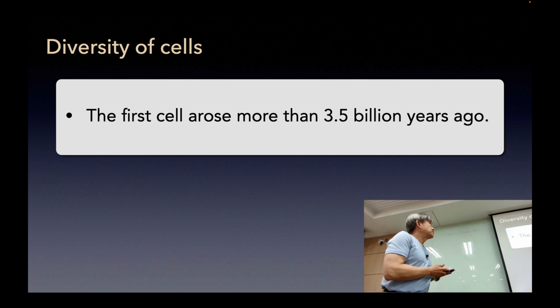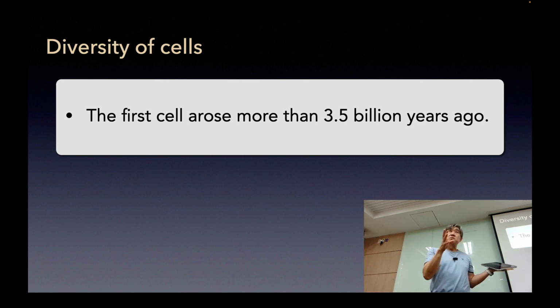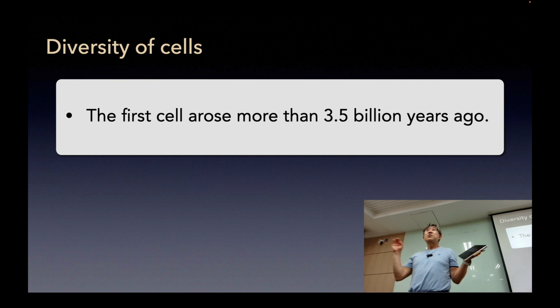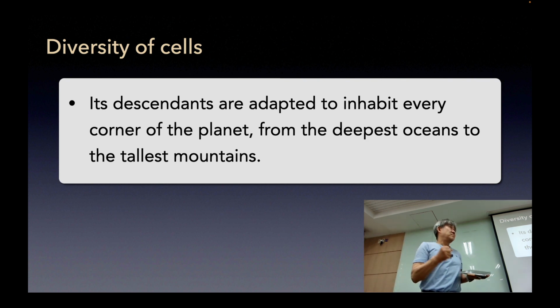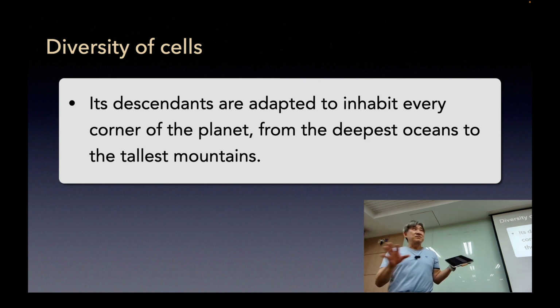Now, we have already gone over this. The first cell in the form of a prokaryote arose approximately 3.5 billion years ago. It was a long, long time ago, right? Billion years. Can you even imagine how long that would be? Three times a billion years. Oh my gosh. And since then, all kinds of diversification, as we have seen up until now, under the name of evolution, generated so many different types of cells, right?